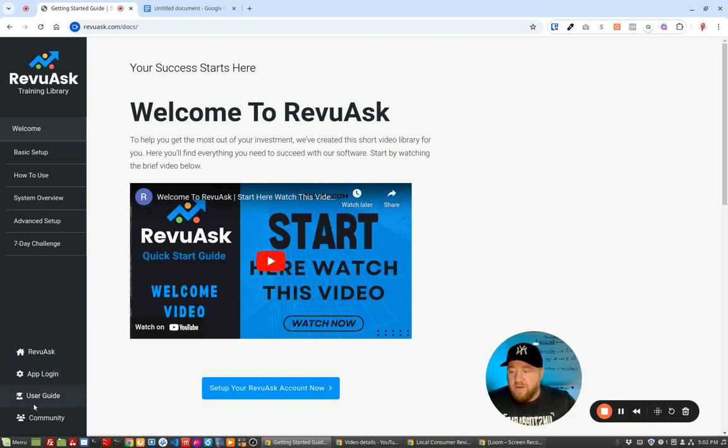So on all the pages, you have this. If you're on mobile, it's going to be down at your bottom. But here's your quick links. This is going to go to RevuAsk.com. This is going to go to your app login to log into the software. So if anywhere in the training you need to log into the software, just click this. It's going to open a new tab. We've made it super easy for you.